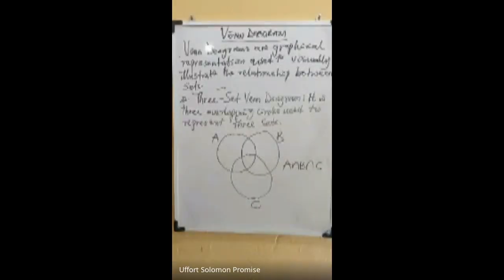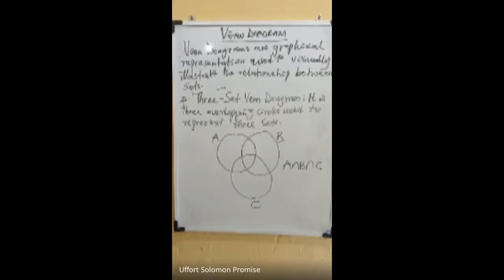Hello, sir. Yes, please. I'm not seeing the board though. It's like the board is blurry. I cannot see. It is your network. So I guess you need to shift from where you are. Okay, please, can you read out the three set Venn diagram that you just wrote, because I'm not seeing those letters.